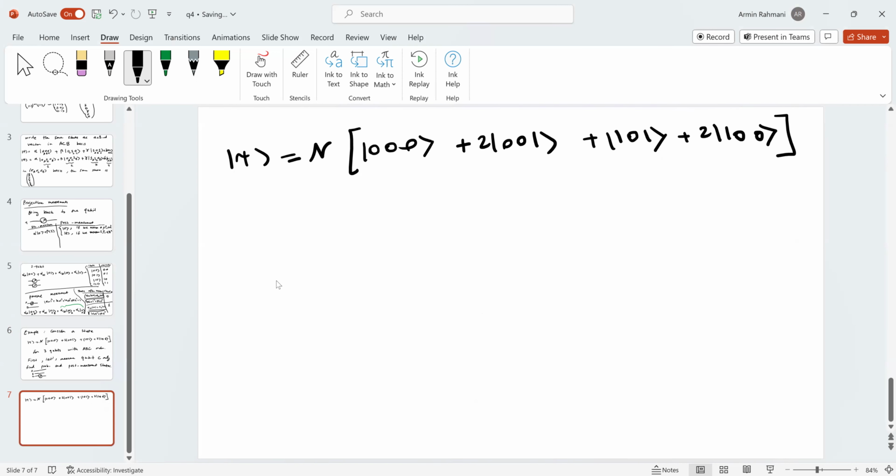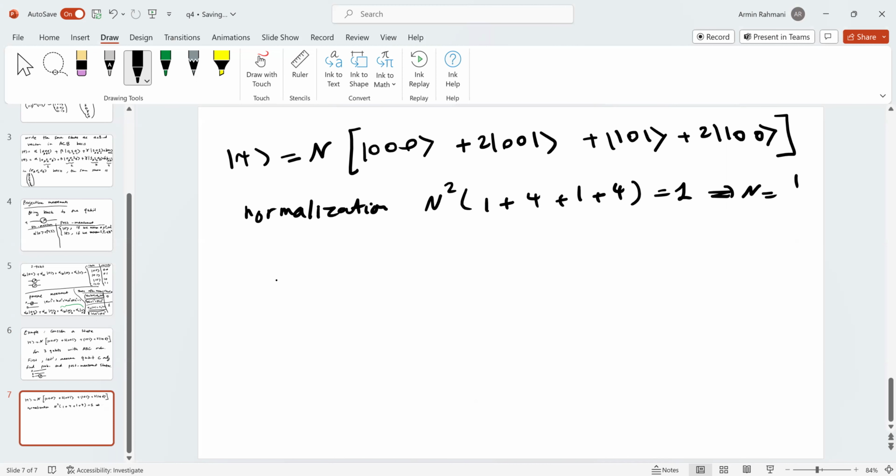Okay, so first maybe we should figure out what that n should be. So this state must be normalized. So the sum of squared probabilities must be 1. So that means n squared times (1 plus 2 squared, which is 4, plus 1 plus 4), that's 10, is 1. So n must be 1 over square root 10. Okay. So that's our normalized state.